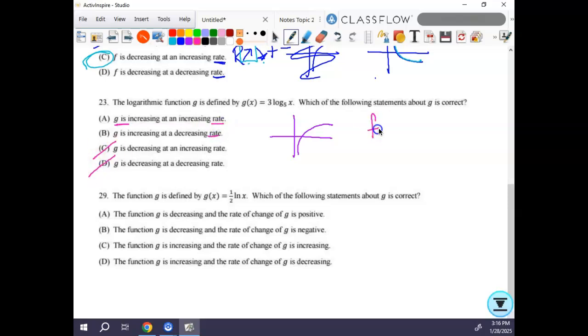So I need my good old fun chart again. Okay, if I want to know if my rate is increasing or decreasing, I look at the concavity. This is definitely concave down, which means my rate is decreasing.